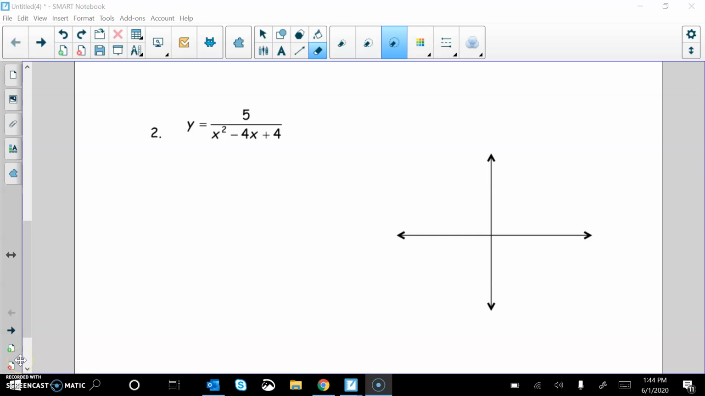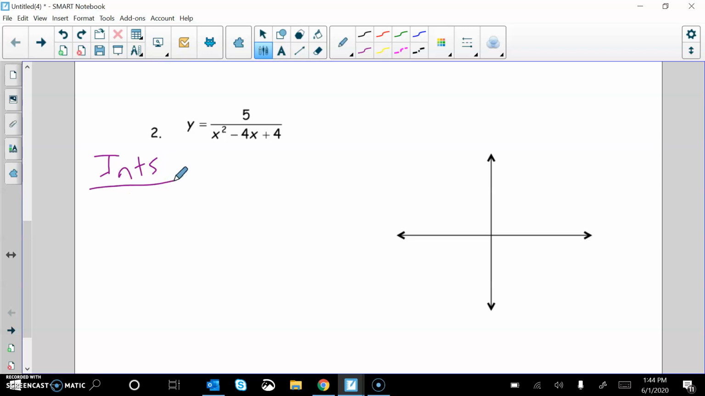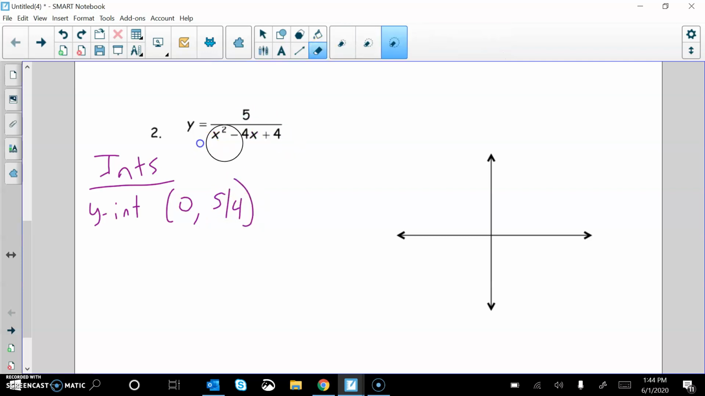All right, number two. So again, it's intercepts and asymptotes. So my intercepts. Let's start with my y-intercept. That's the easier one. So plug in 0. 0, 0. You're left with 5/4, 1.25. Let's go ahead and plot that. So 1, 2, so somewhere about right there.